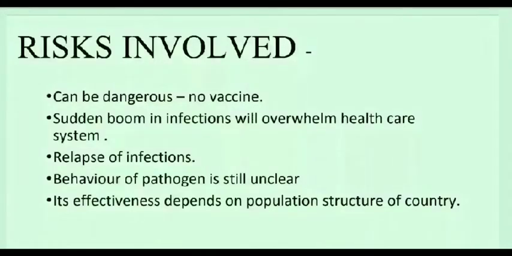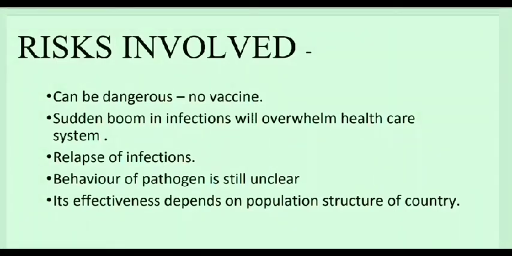Risk involved. Vaccinations are the safest way to achieve herd immunity, but there isn't yet a vaccine for corona. Second, the need to protect the vulnerable populations of a country, as they are at a greater risk, because it may take months or even longer to achieve herd immunity, and this sudden boom in infections may overwhelm the healthcare systems. And the behavior of the pathogen is still unclear.